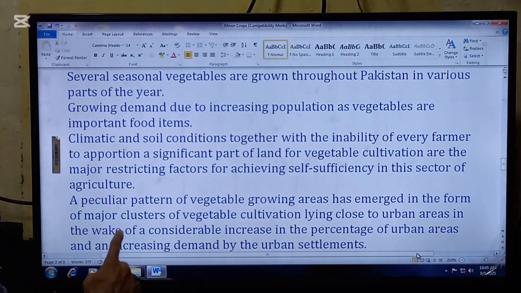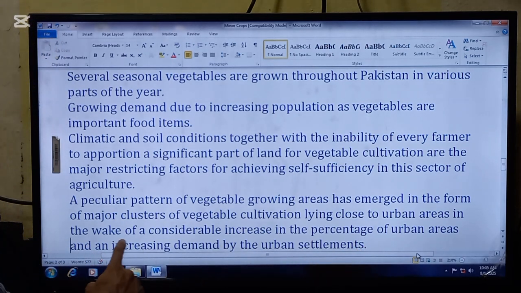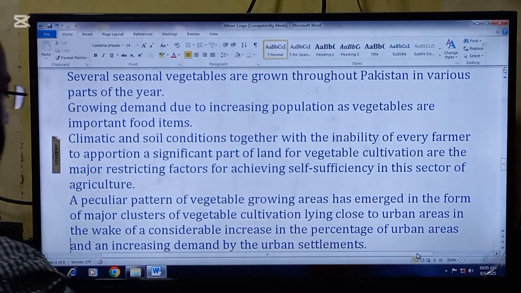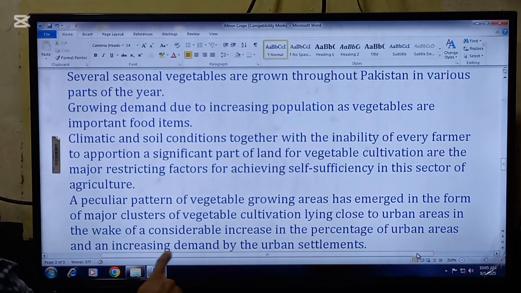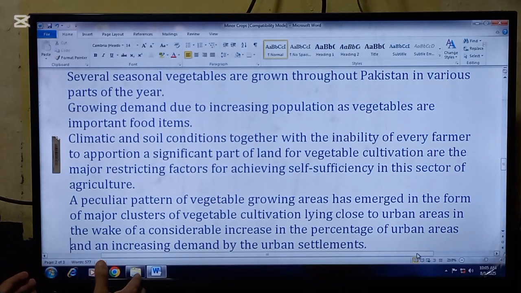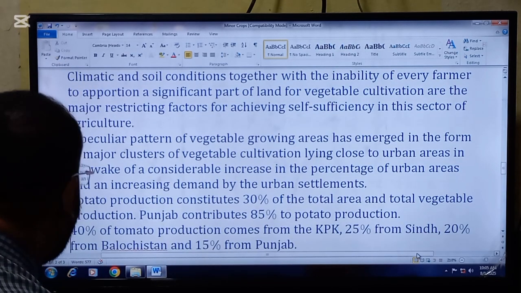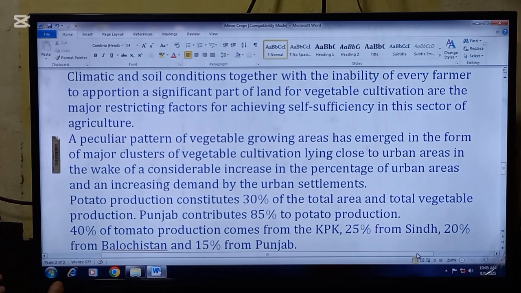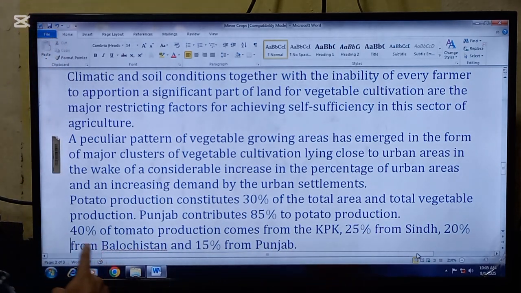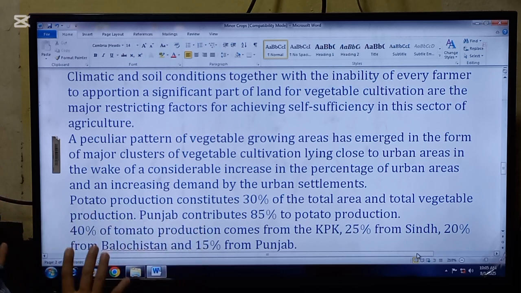A peculiar pattern of vegetable growing areas has emerged in the form of major clusters of vegetable cultivation lying close to the urban areas, in the wake of the considerable increase in the percentage of urban areas and an increased demand by the urban settlements. Potato production constitutes 30% of the total area and total vegetable production. So out of the total yield, 30% is of potato.